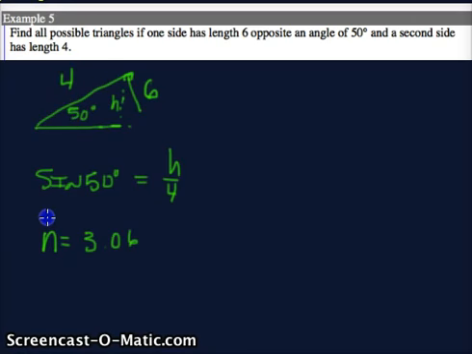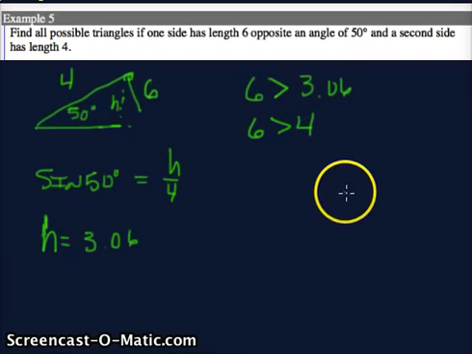So I set this up, and here we got h is equal to 3.06. Well, one thing we know for sure, 6 is greater than 3.06. So we're going to have a triangle somewhere. But there's no way that you're going to be able to make that 6 swing over here to this 4 side. That makes no sense. So we know that 6 is greater than 4. That tells us there's only one triangle.